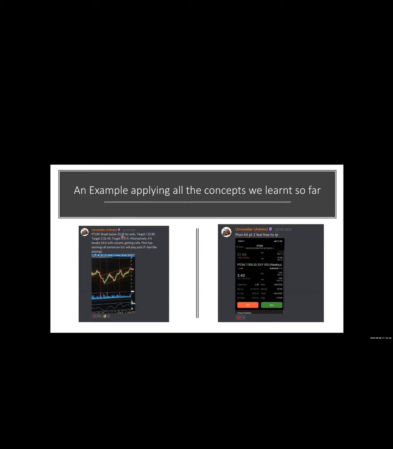So what does that mean? I was saying to watch Peloton below 33.25. If it breaks below that level, then I'm going to buy puts. The first target for this play is 32.85, the second one is 32.45, and the third target is 31.9, meaning I'm having 3 profit targets here based on price action at these key levels.